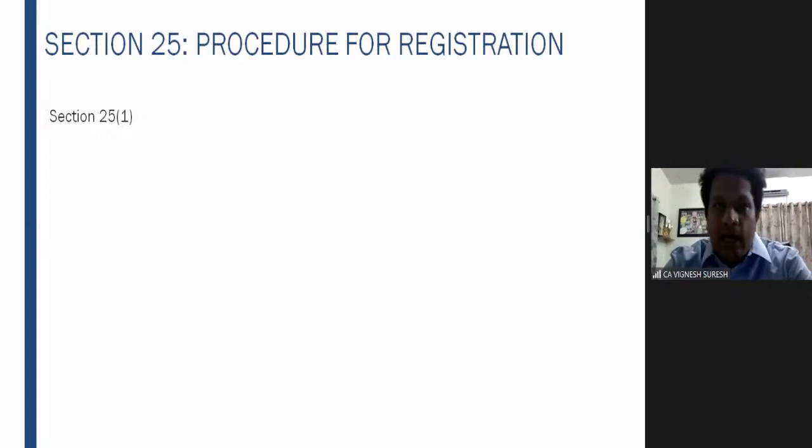What are all to be included in the aggregate turnover? What are all to be excluded when calculating the value of the aggregate turnover was what we discussed in the previous session. And also the concept of cases where a person is not liable to be registered under the GST, and also cases where a person is liable to be registered under GST irrespective of whatever be the value of the turnover, right?